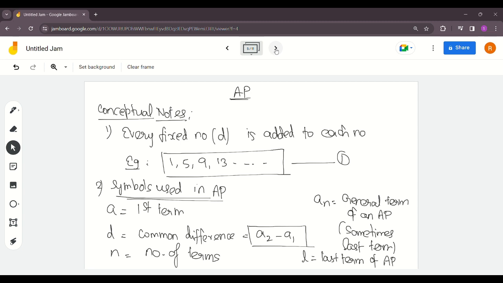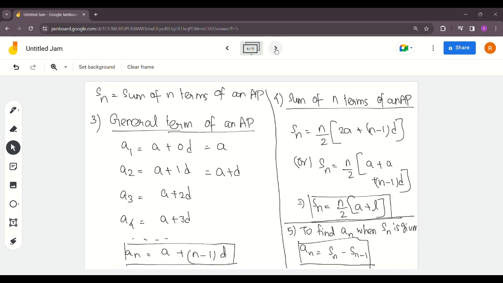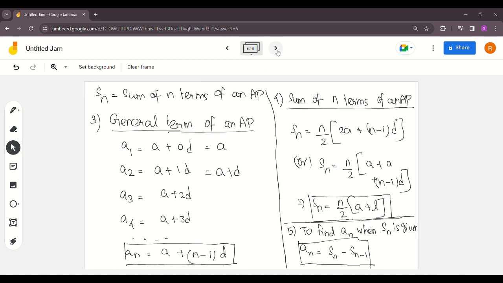an is the general term of an AP, sometimes the last term also. Then you have Sn, which is the sum of n terms of an AP. So these are the symbols used in an AP: a, d, n, an, l and Sn.